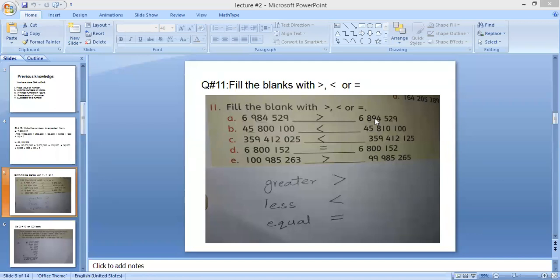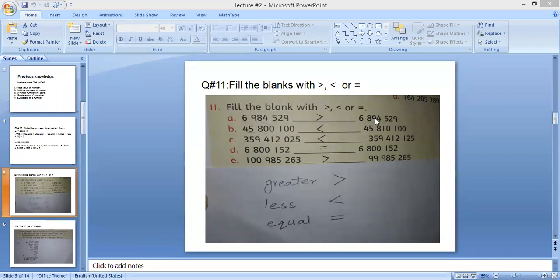Okay. Now come to the next one, B1. You want to check for finding the blank: 45 million, 45 million, both are the same. 800,000, 810,000. This one is greater than this, meaning the first number is less than the second one. So you will put a symbol having the closed end to the lesser number side.